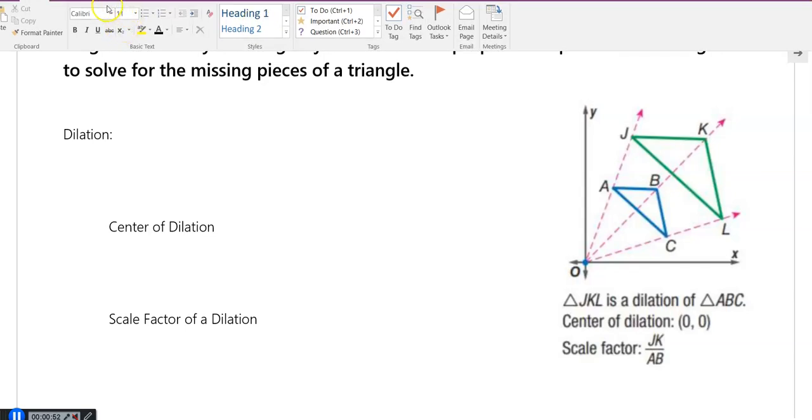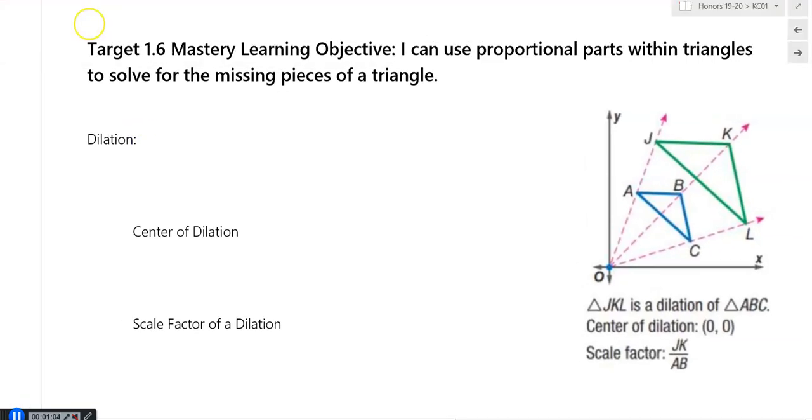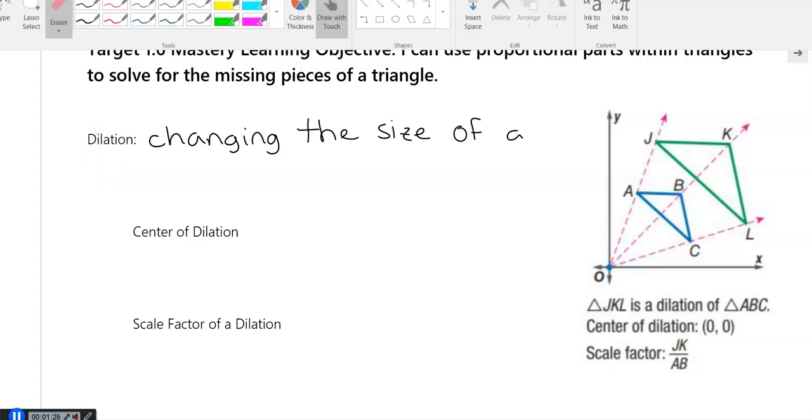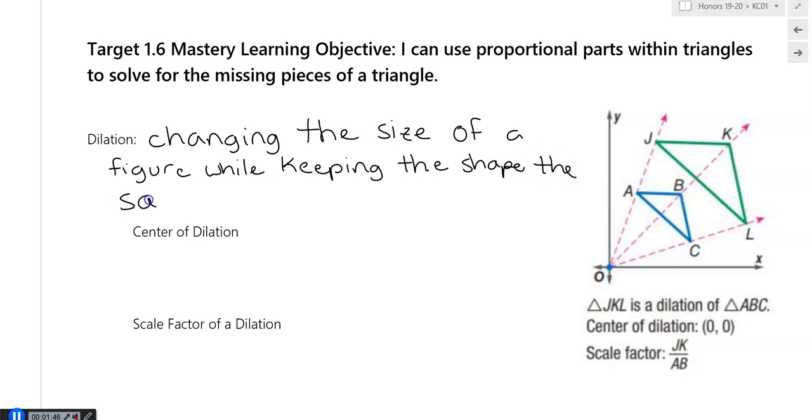Okay, so we're looking at these dilations. A dilation itself is changing the size of a figure while keeping the shape the same. And so we call this a similarity transformation.